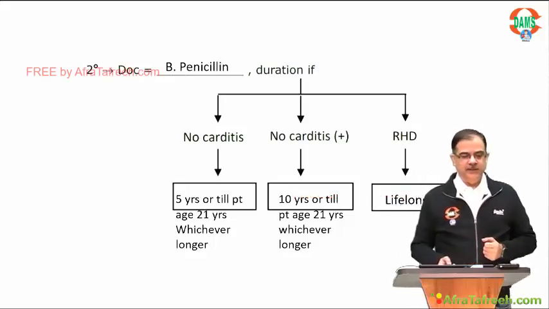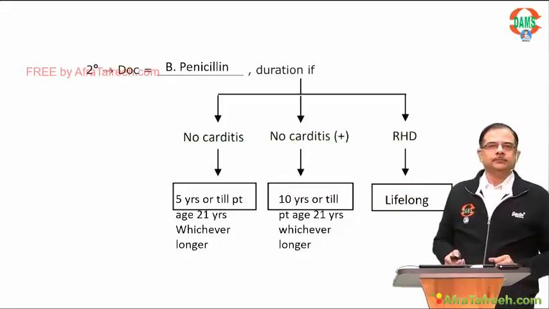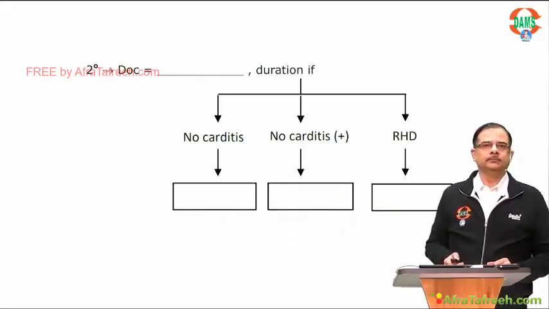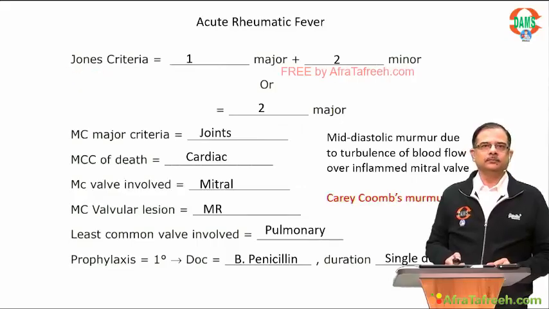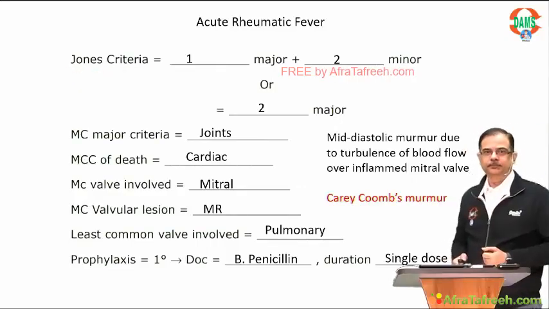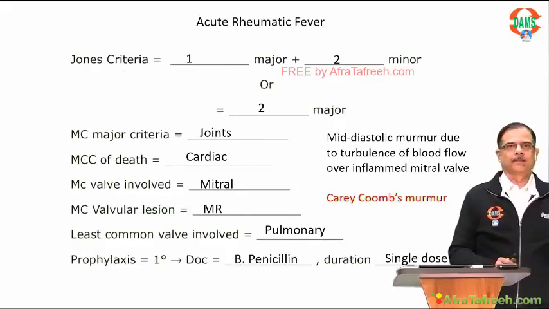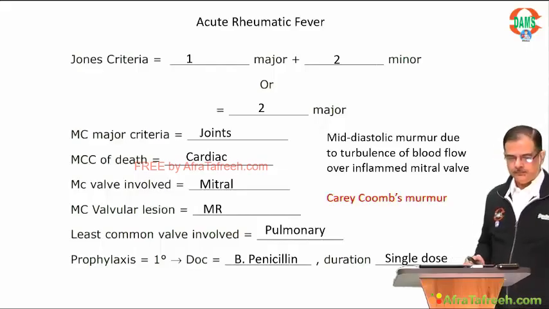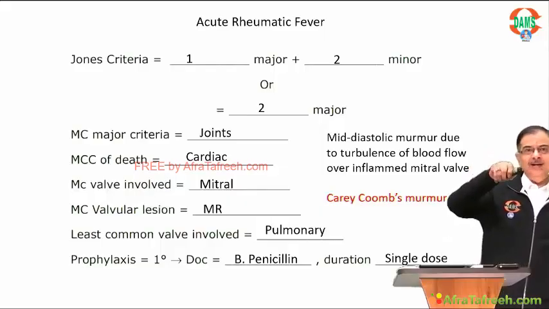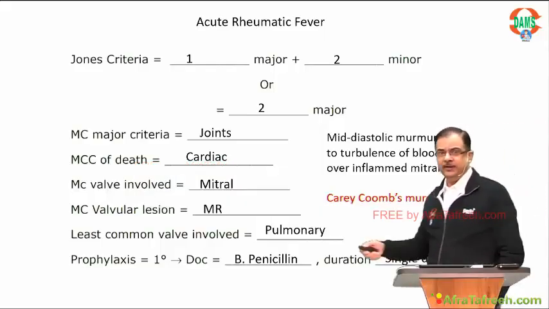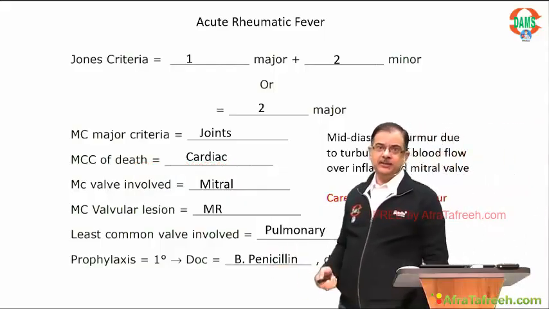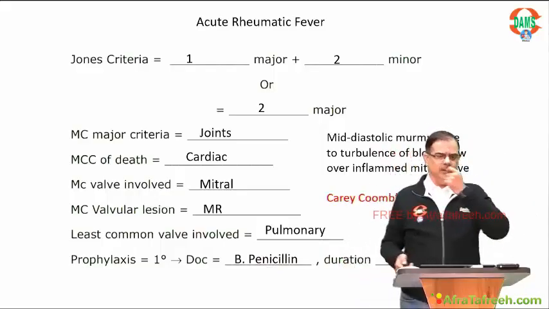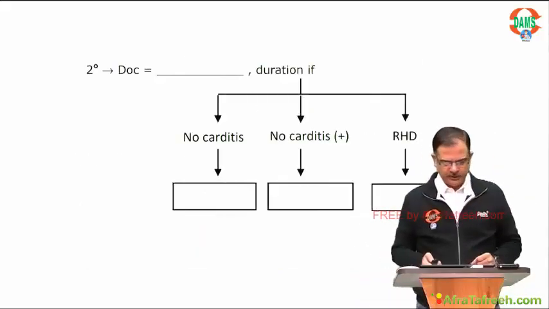Alright, previous slide. Within 9 days of pharyngitis, benzathine penicillin should be given, and a single dose is sufficient.